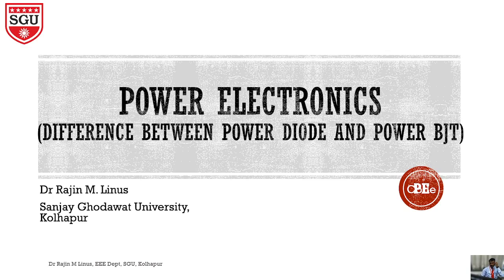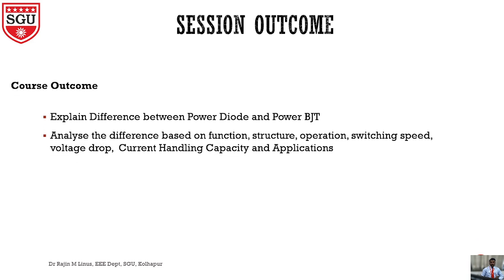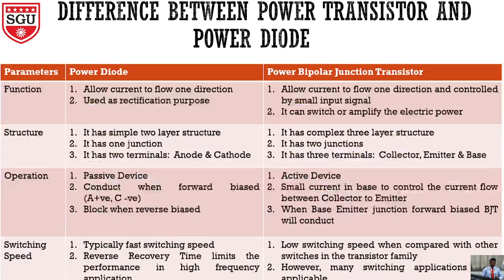Dear friends, in the last lecture we have seen different switching characteristics of the power bipolar junction transistor. Today's session we are going to learn about the difference between power diode and power BJT based on the function, structure, operation, switching speed, voltage drop, current handling capacity and the applications. Let us go to the tabulation.